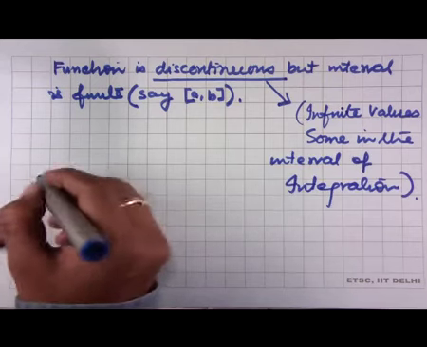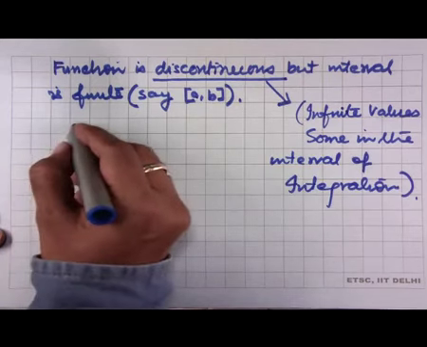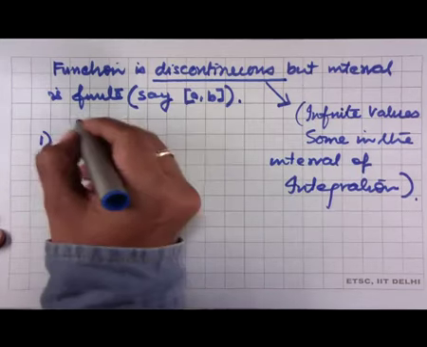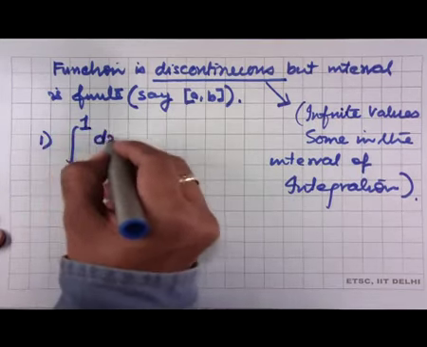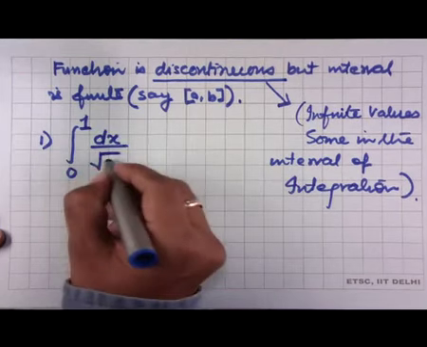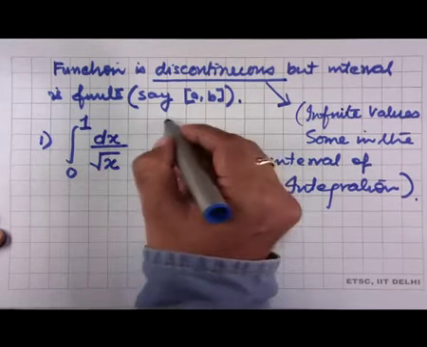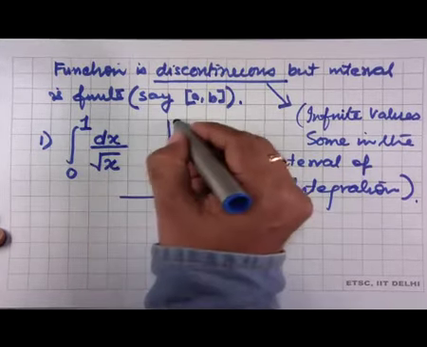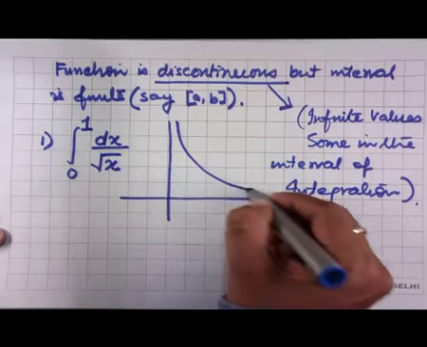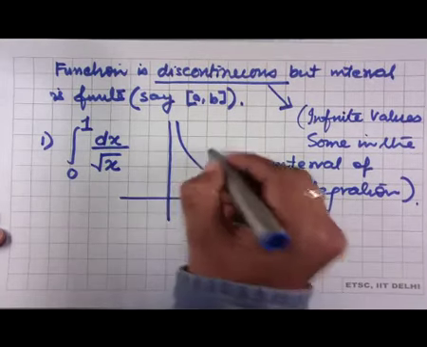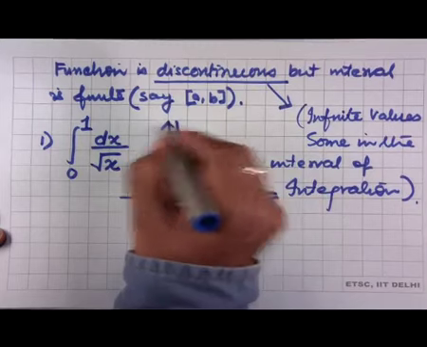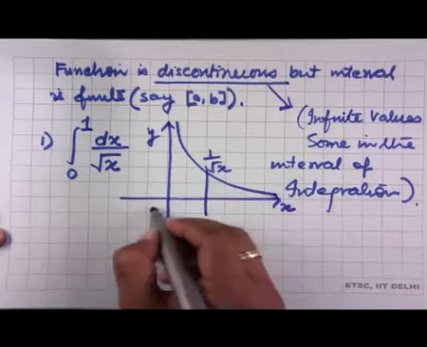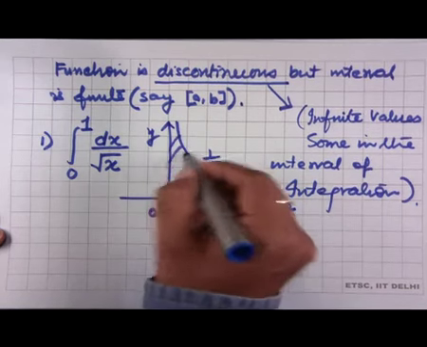So, for example, (0 to 1) dx by root x. If you see the graph of 1 by root x, it tends to infinity when x tends to 0, and it tends to 0 when x tends to infinity. So, this is the graph of 1 by root x. This is y axis, this is x axis. So, I want to compute this area.